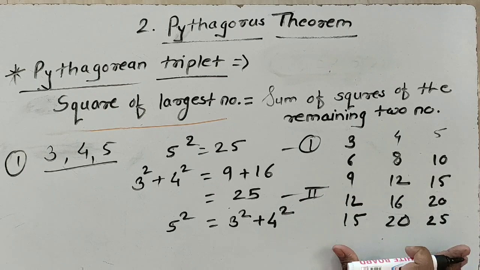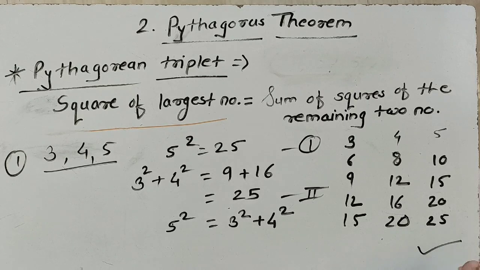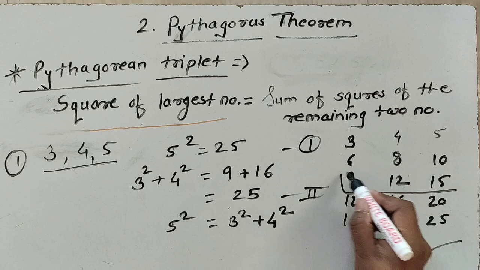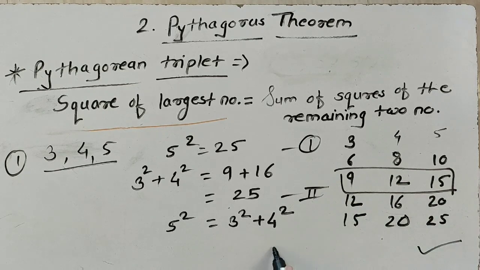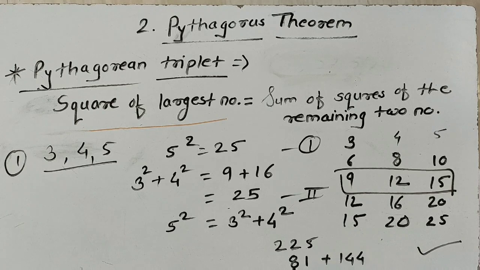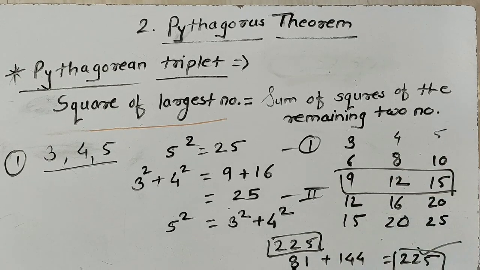If you just see, these all are Pythagorean triplets, and if you check, we will check this one at first. 15 square is 225, and 9 square is 81, plus 12 square is 144, and this sum is 225. So from this we understand that all the numbers from the 3, 4, 5 table are Pythagorean triplets.